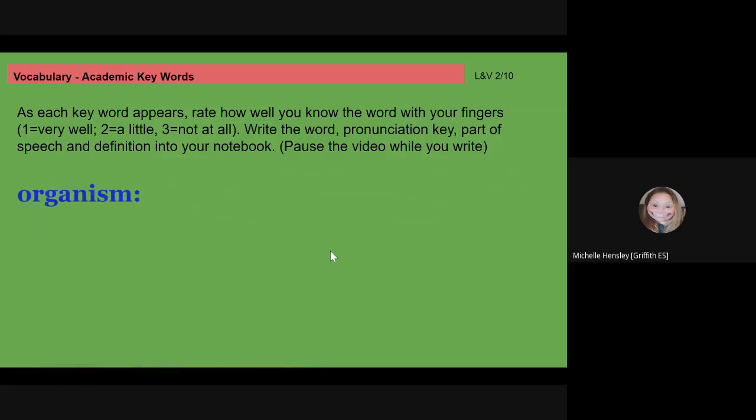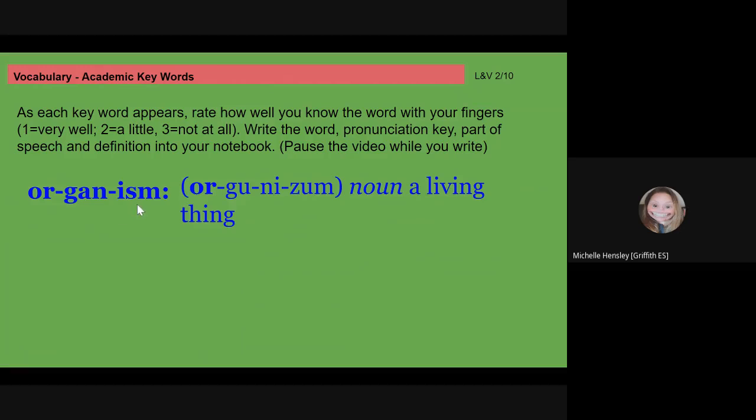And our next word is organism. How well do you know the word organism? Sounds like it should have been on our science list, doesn't it? Organism. An organism, 3 syllables, even though it looks like 4 syllables over here, it's 3 syllables. Organism is a noun, and it means a living thing. So all living things are organisms. Okay?